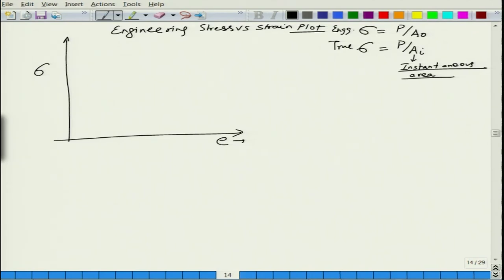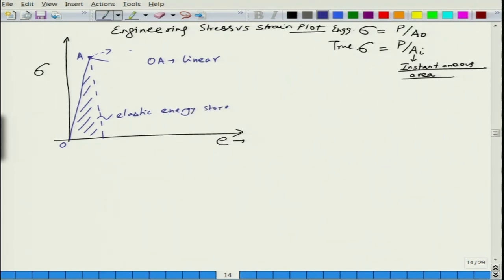So, generally for engineering purposes we use engineering strain. So, in solids which are crystalline in nature, generally the stress strain plot is like this and it continues, alright. So, it is linear up to a point A, and after that nonlinearity sets in, and we will see the behavior of this plot later on. So, from O to A it is linear, and the area under the curve is basically the elastic energy stored, which is half of sigma epsilon essentially.